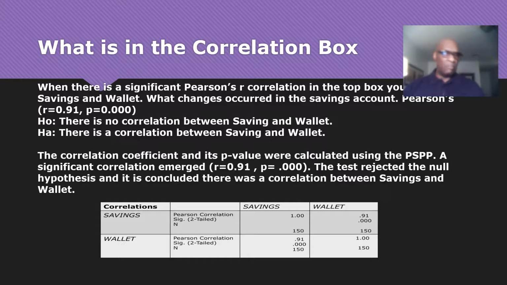The H0, this null hypothesis, states there is no correlation between savings and wallet. The HA states there is a correlation between savings and wallet. The test rejected the null hypothesis, and it is concluded there was a correlation between savings and wallet, assuming that alpha equals 0.05. When the wallet increases, so does the savings.